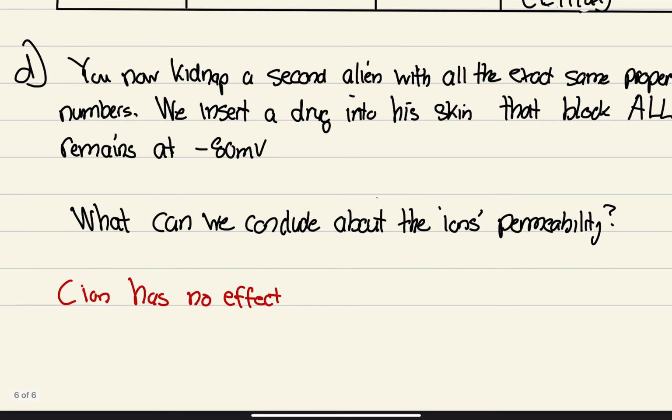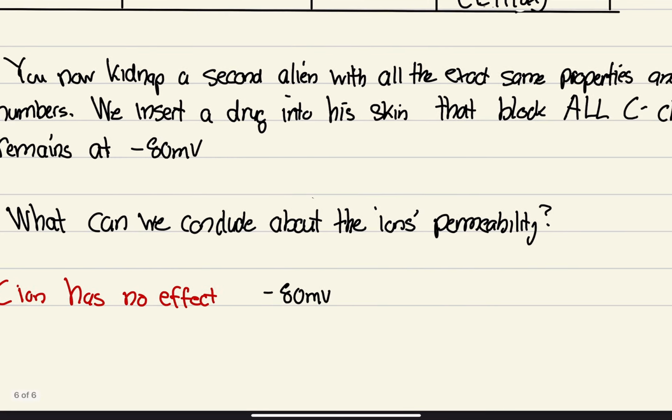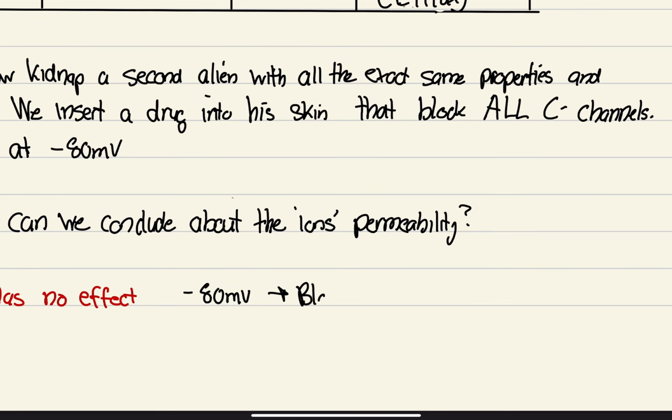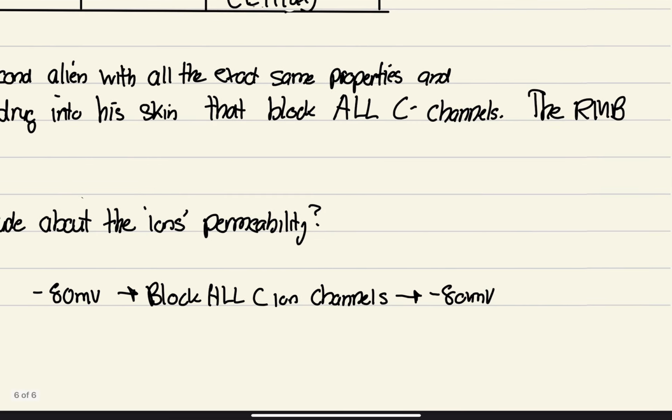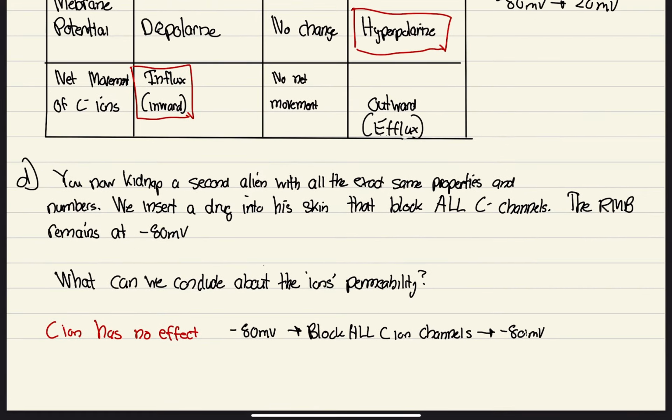Because remember, if we started at negative 80 millivolts, then we block all C ion channels, right? Let me write C ion to make it better. C ion channels, and we still ended up at negative 80 millivolts. This means that the ion C has nothing to do with anything, right? It didn't do anything. If it remained the same, then C ion didn't do anything. Okay.